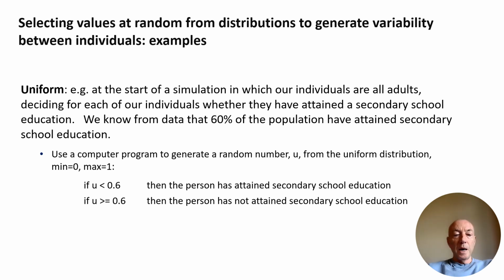So what we might do is use our computer program that we're using for our individual-based model to generate a random number, let's say U, from the uniform 0-1 distribution. Then if that number comes up for this given individual as being less than 0.6, then we'd say that person has attained secondary school education, and we would have a variable in our model indicating whether the person has secondary school education, and that would be true for that person. If, on the other hand, the value of U came up as being above 0.6, then that variable would indicate that that is false.